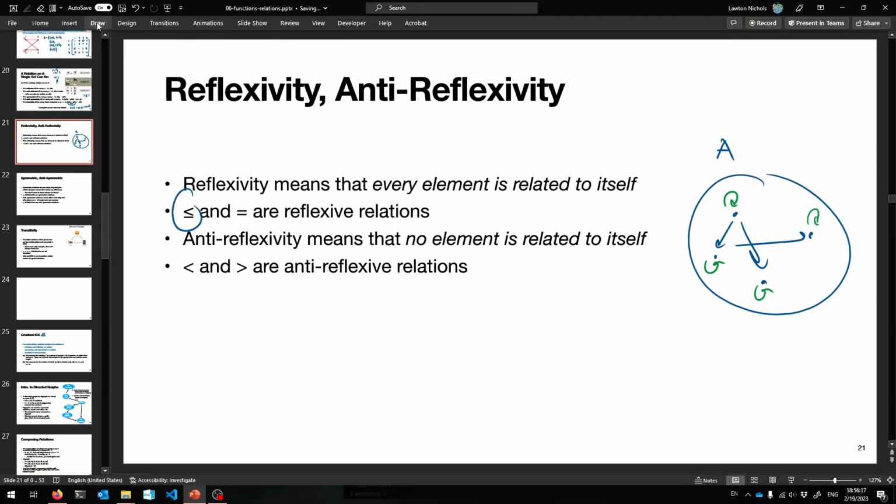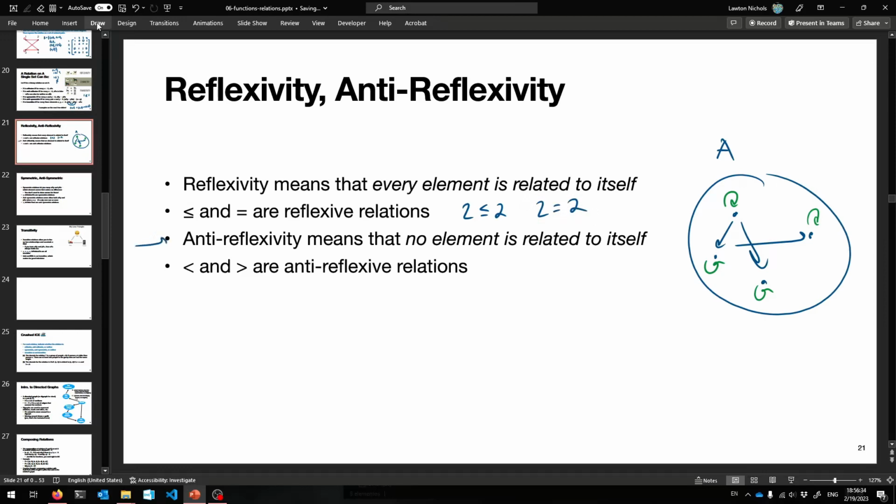For example, less than or equal to and equality are both reflexive relations because 2 is less than or equal to itself, always. Every element is less than or equal to itself. And then every element is, of course, always equal to itself. It's definitely reflexive when you have equality.